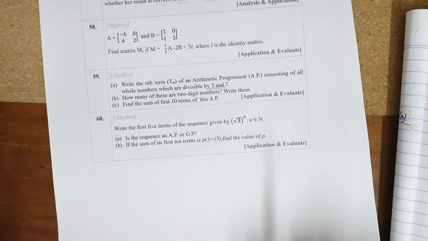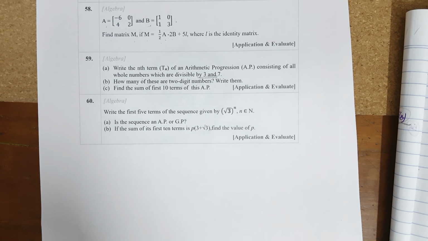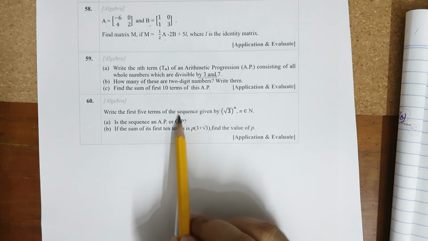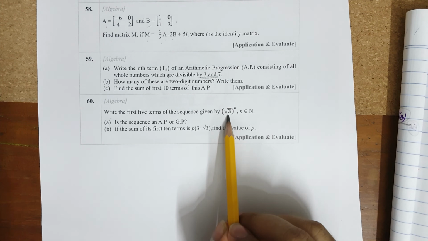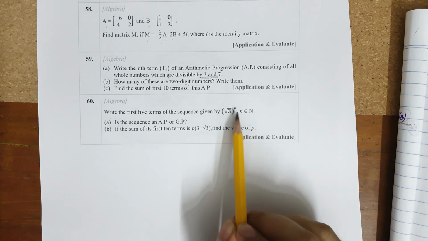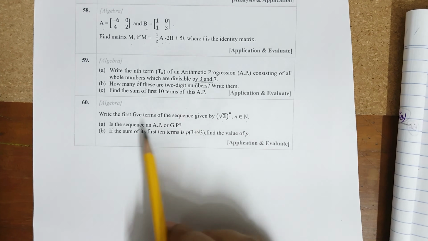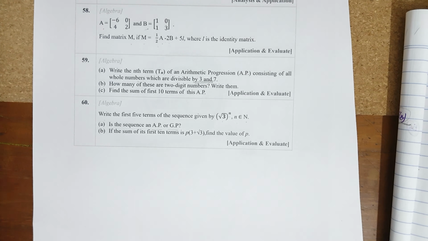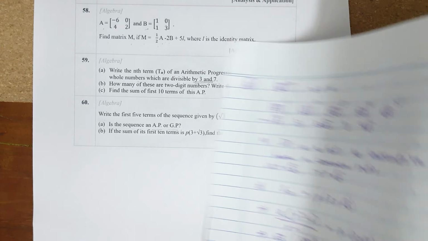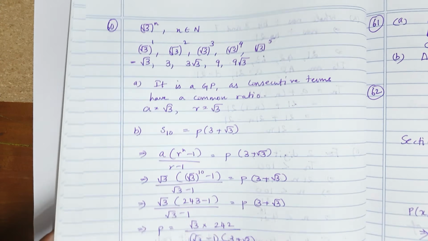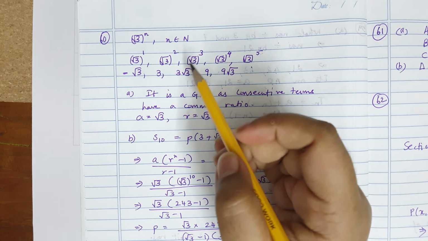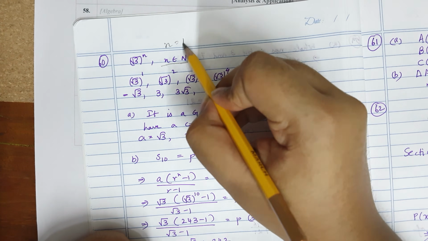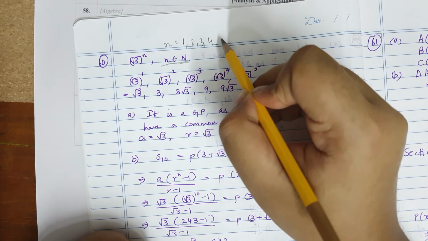Then moving on to the next question. This is from sequences. So they are saying write the first 5 terms of the sequence given by root 3 to the power n, n belongs to natural numbers. So they're asking first, is the sequence an AP or GP? So we have to identify that. To do that, you can try to write what are the first 5 terms of the series. Because n belongs to natural numbers, n can be 1, 2, 3, 4, 5 and so on.